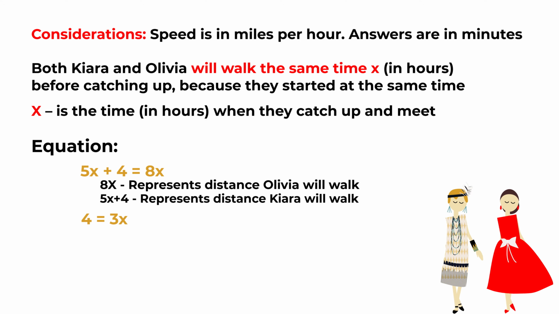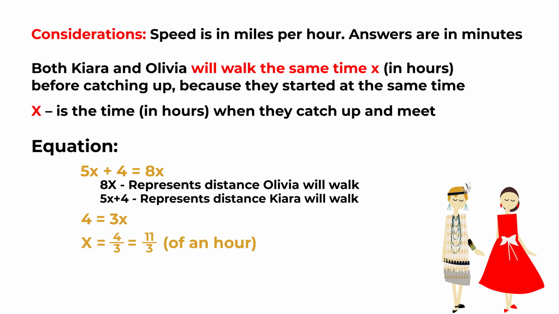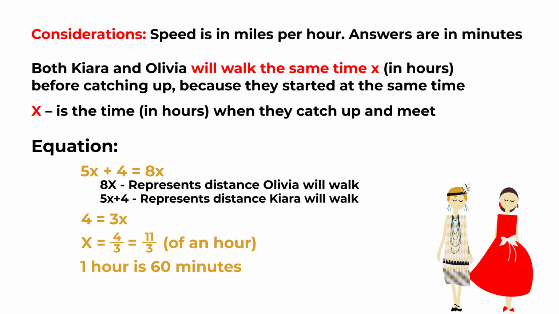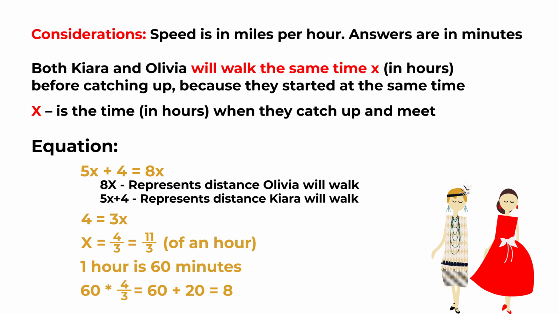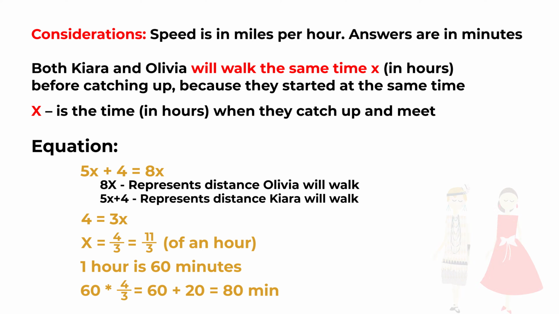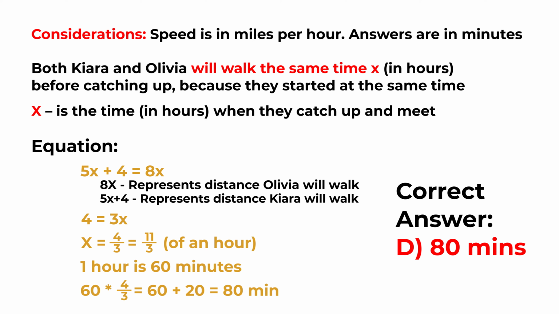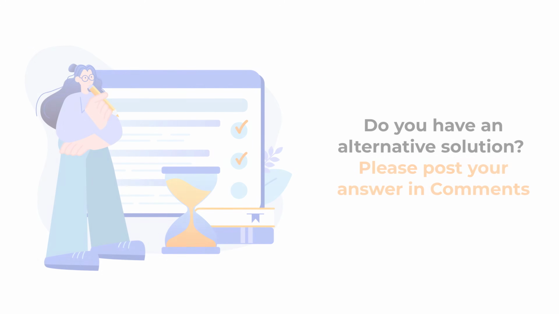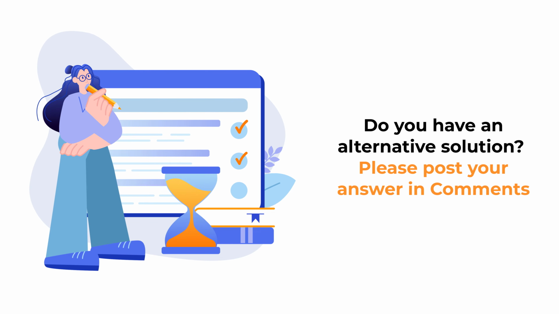So if we simplify this equation, 4 will be equal to 3x, and x will be equal to 4/3 or 1 1/3 of an hour. And now is the time to do the conversion. 1 hour equals 60 minutes. 60 multiplied by 4/3 equals 60 plus 20 equals 80 minutes. So the correct answer here is choice D, 80 minutes. Hopefully you've nailed this question and now know how to answer similar problems on the test.